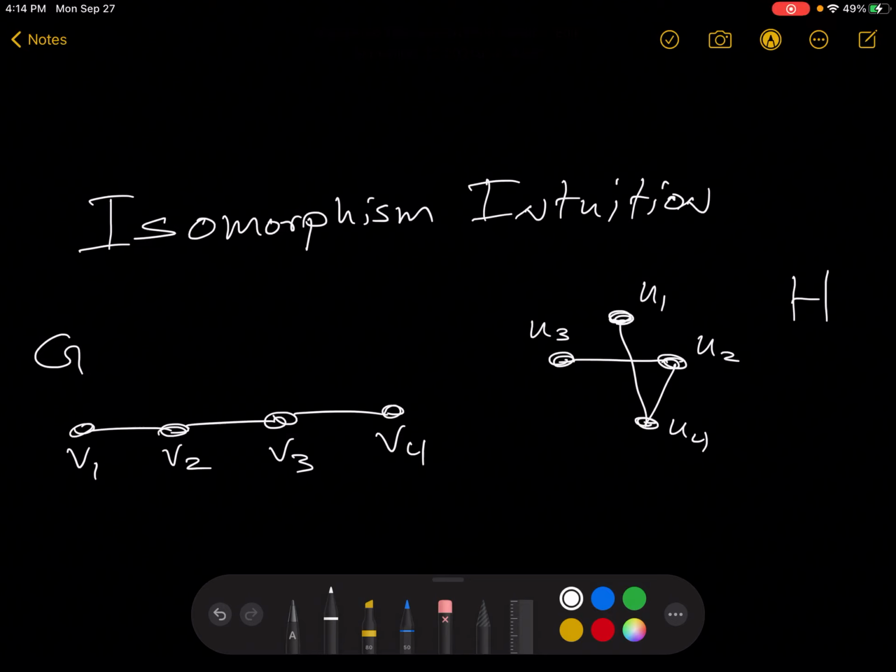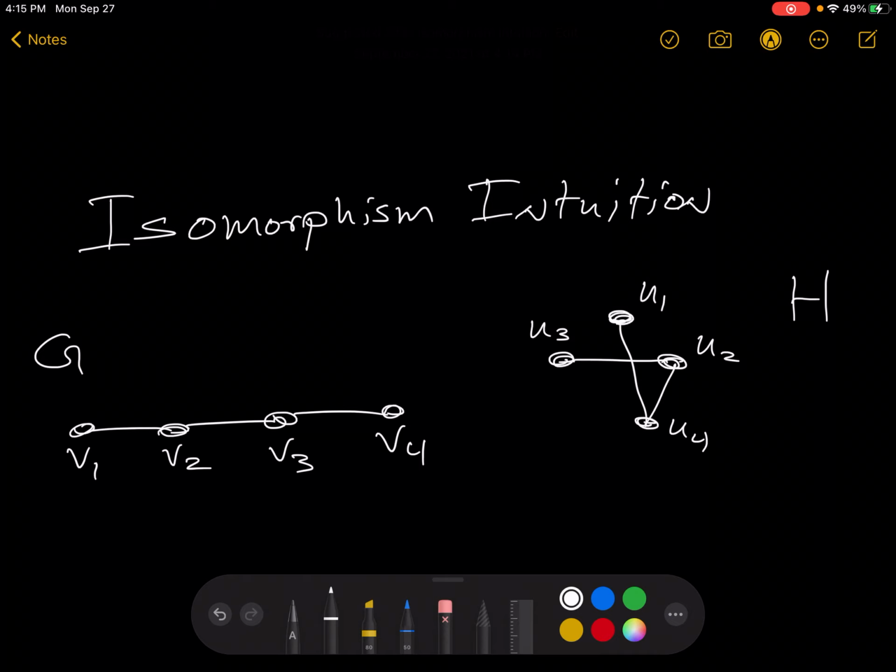In this video, I'd just like to give you some intuition as to how to decide when two things are isomorphic or not, and then what the isomorphism, or the function from the vertex set for G to the vertex set for H that is one-to-one and onto, would be. So first, looking at these two graphs G and H here, these are isomorphic graphs.